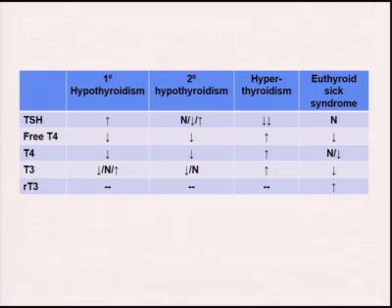T3 is not useful in primary hypothyroidism, not super useful in secondary hypothyroidism either. It may be useful in hyperthyroidism in people with primarily the T3 form of thyrotoxicosis, and characteristically low in Euthyroid Sick Syndrome. And then the reverse T3 tends to be elevated in Euthyroid Sick Syndrome because of that preferential generation of this inactive form when somebody's very sick.